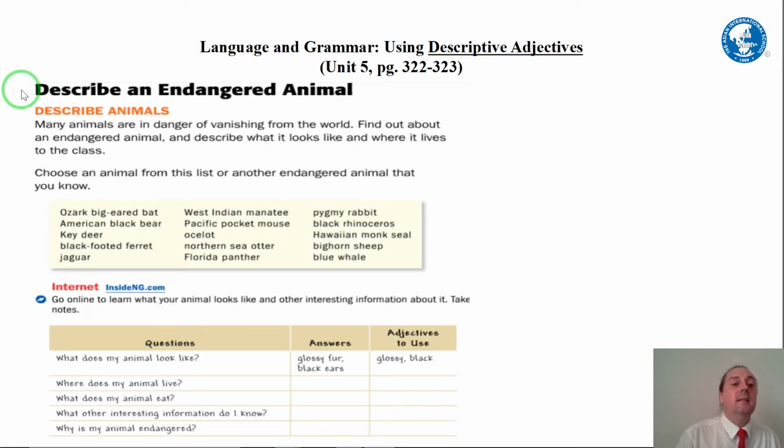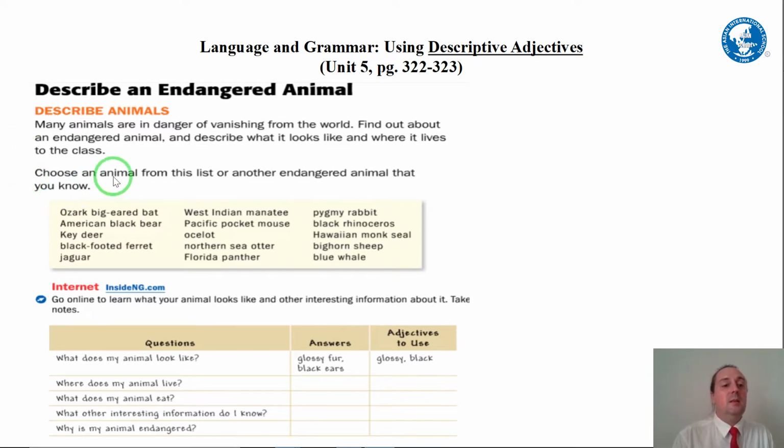So let's talk about how we describe an endangered animal. Let me say that word one more time. Endangered. Your turn. Endangered. Good. Okay. Many animals are in danger of vanishing from the world. So find out about an endangered animal and describe what it looks like and where it lives.